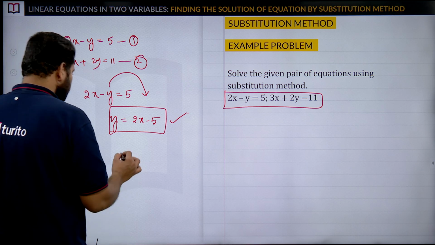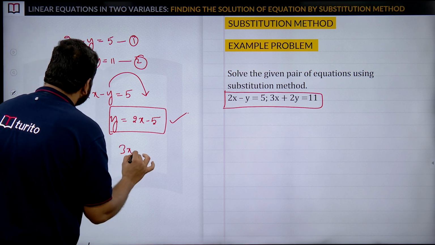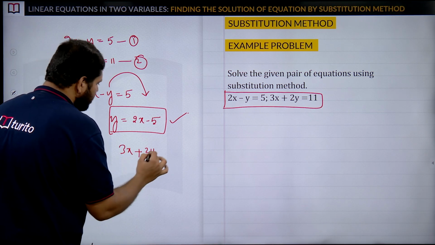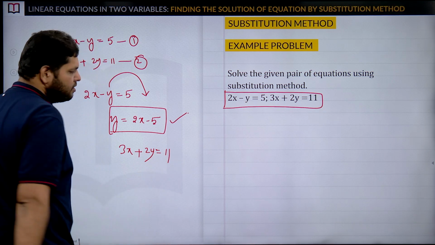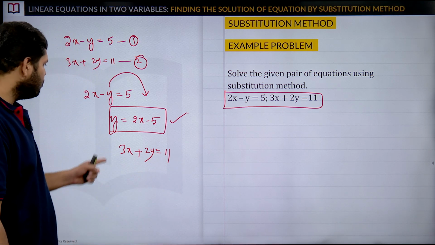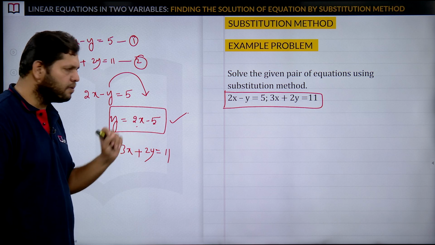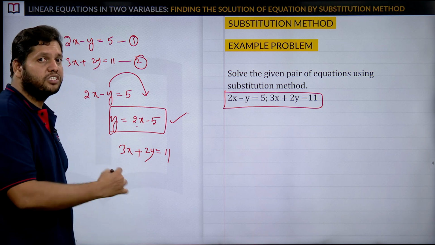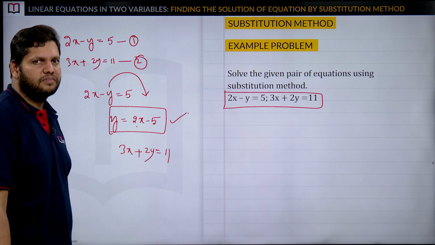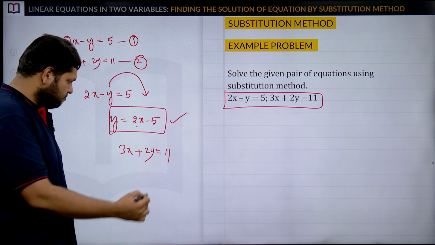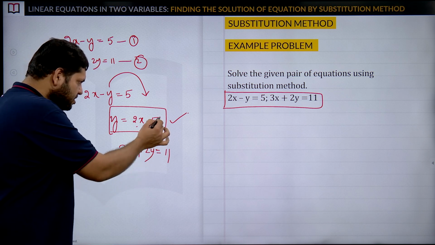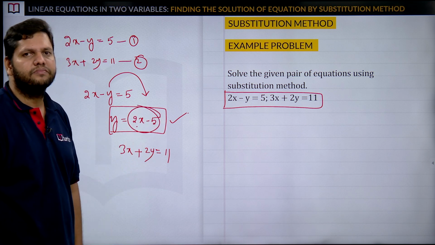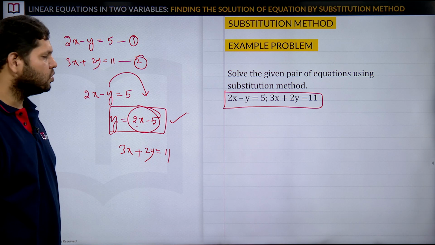Okay, so what is equation 2, children? This is 3x plus 2y equal to 11. But already we know the y value, children: y is equal to 2x minus 5. So in the place of y, substitute this value. That is called the substitution method. Are you getting my point? I am replacing y with this value, children, y is equal to 2x minus 5.